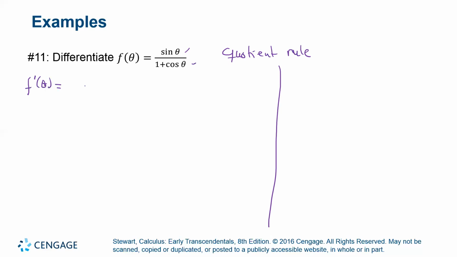We are using the quotient rule: keep the denominator, which is 1 plus cosine of theta, then multiply by the derivative of the sine, minus keep sine theta, multiply by the derivative of the denominator, which is cosine of theta, divided by the square of the denominator.